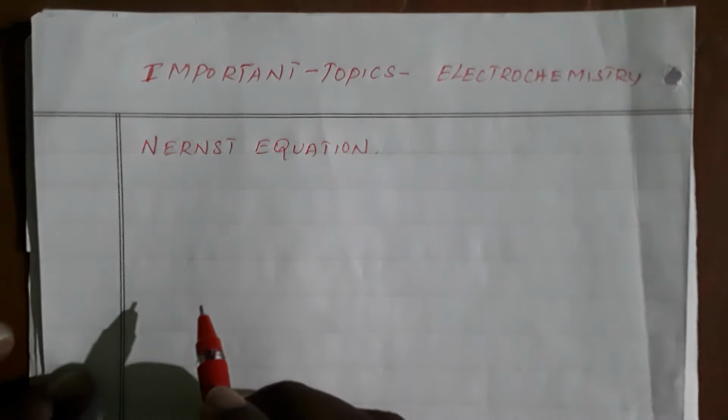Now we are going to derive the Nernst equation. It is the relationship between the concentration of the electrolyte and the electrode potential. By varying the concentration, how the electrode potentials vary.